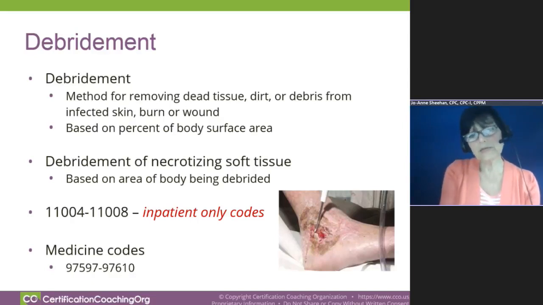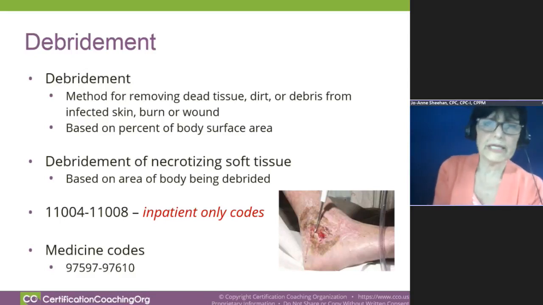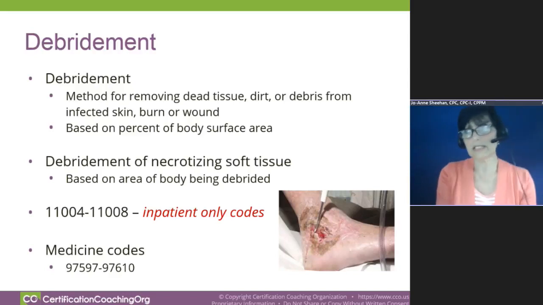Okay? And on the 97597 to 97610, I find in podiatry that the debridement code 97597 is used from time to time. It's not a popular code that pays with insurance companies, but it is out there, and one that I see podiatrists use all the time. And the picture on the right is showing you the debridement of infected dead tissue, removing all that soft tissue. And it is very painful even when it's anesthetized.